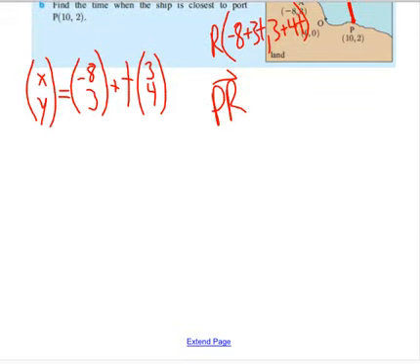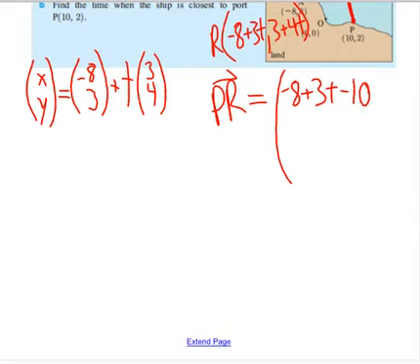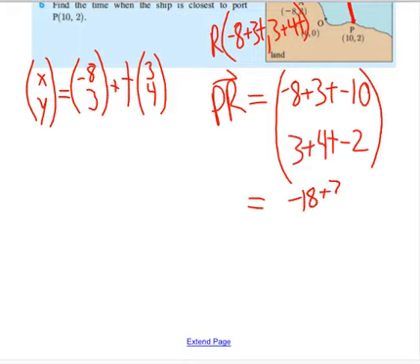is what vector here? It's 10 minus 8 plus 3t. I'm going to turn it around a little bit just so we don't have to distribute negatives, because we'll probably forget. So it's the x coordinate of R minus the x coordinate of P, and then the y coordinate of R minus the y coordinate of P. So, negative 18 plus 3t, and 3 minus 2 is 1 plus 4t. And now we have our vector.